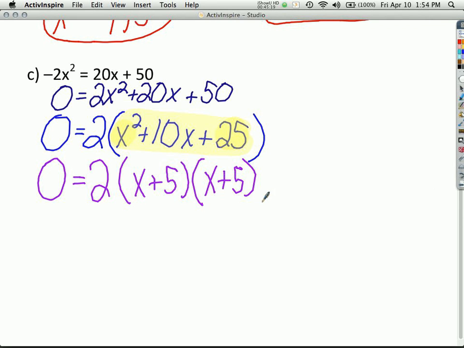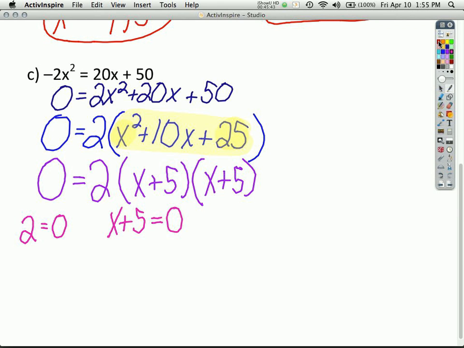Now we set each factor equal to 0. This is a factor, and so is this. So we set 2 equal to 0, solve that. Set x plus 5 equal to 0, solve that. Set x plus 5 equal to 0 again, and solve that. But then Kaylee would say, well, Mr. Gout, that's just silly, because why do it twice?